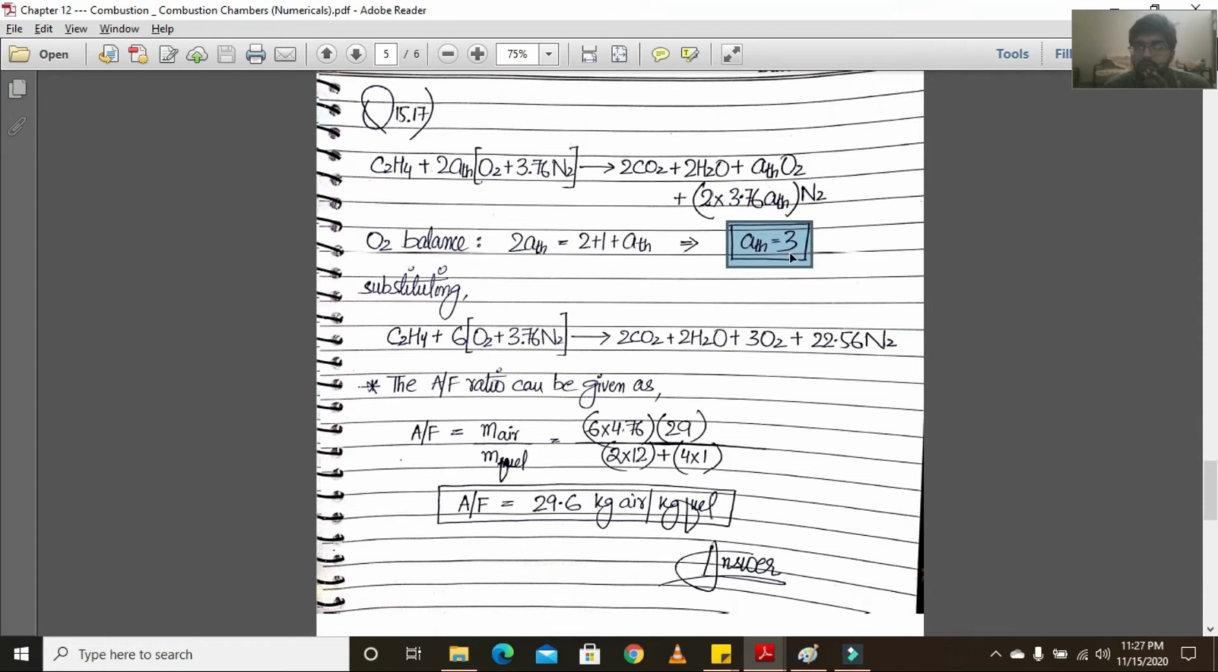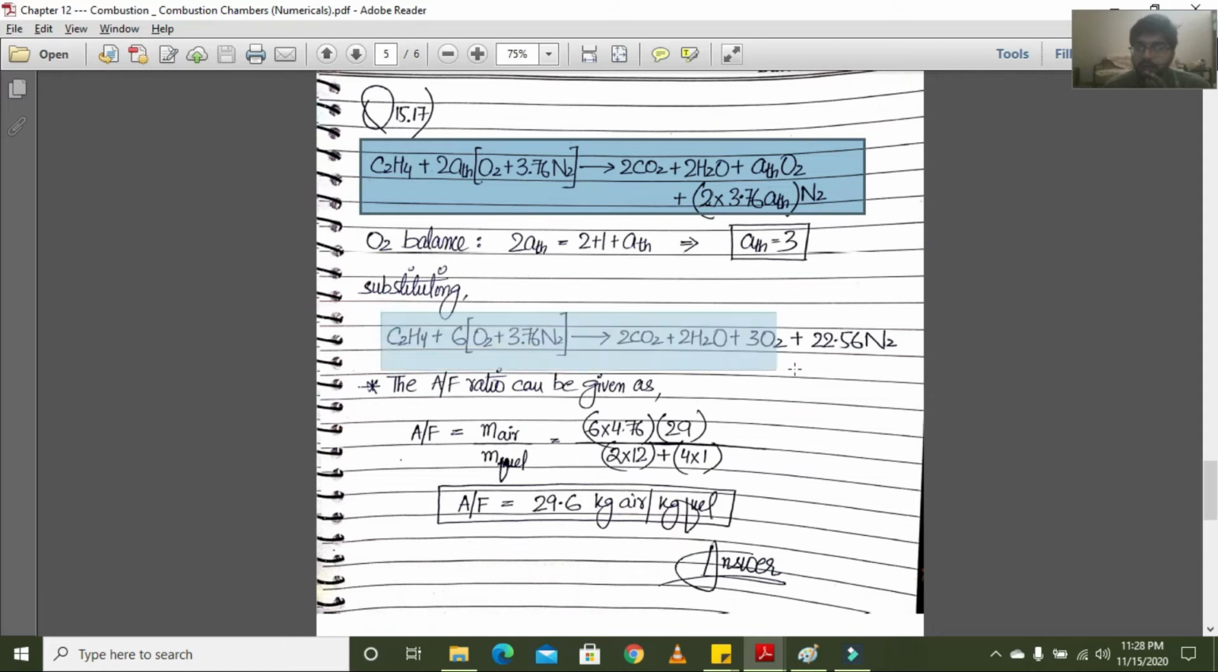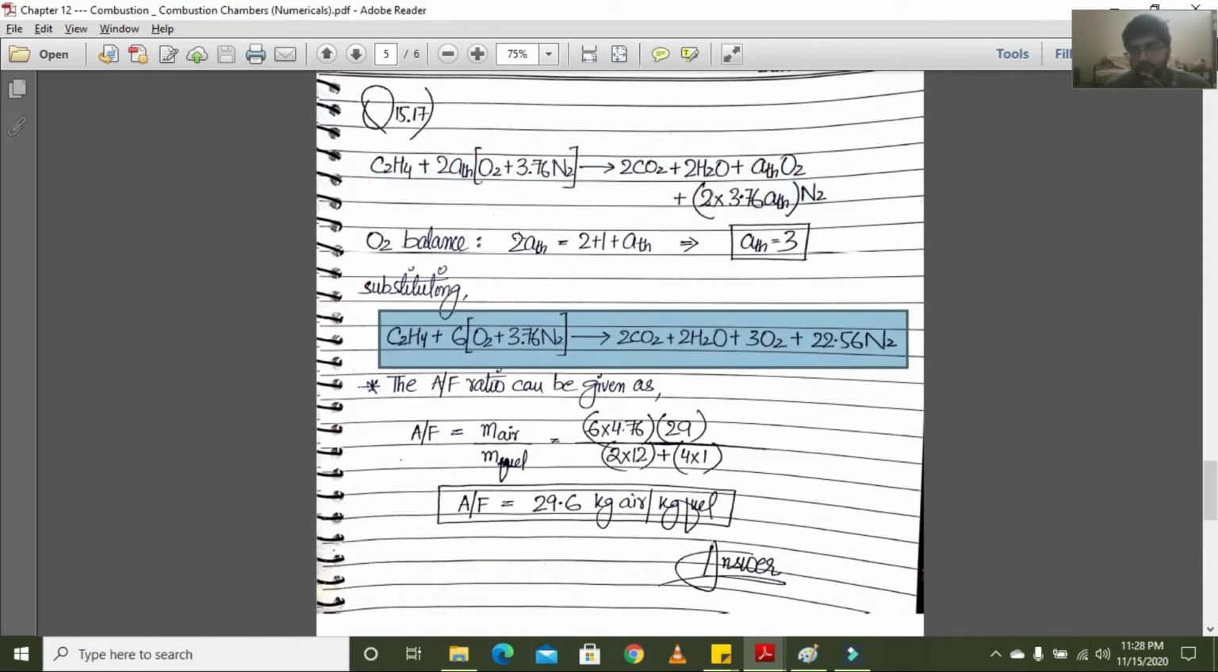Now the third step is to place this 3 in the above written equation and determine the actual moles of the oxygen, or actual moles for each of the reactants and products. This is what it comes out to be. 2 ATH will make 6. ATH O2 will make 3 O2, and then if I multiply these by placing the 3 instead of ATH, I will get 22.56 moles of nitrogen.